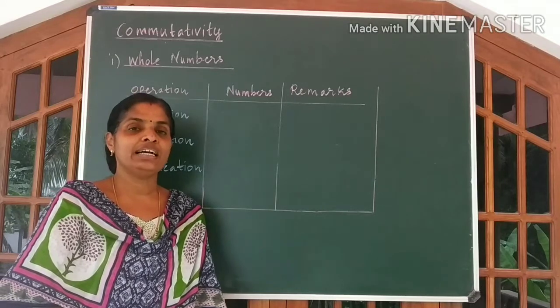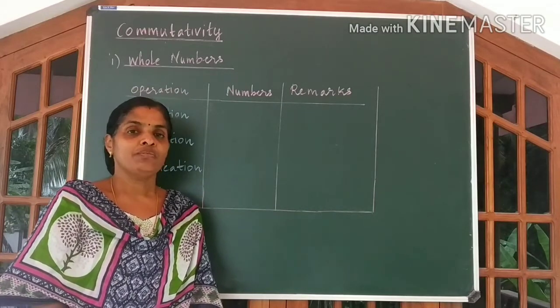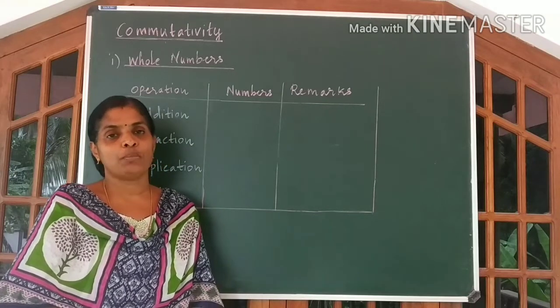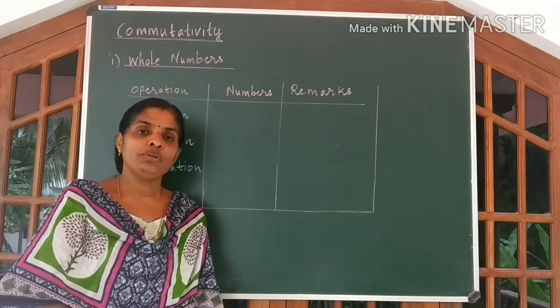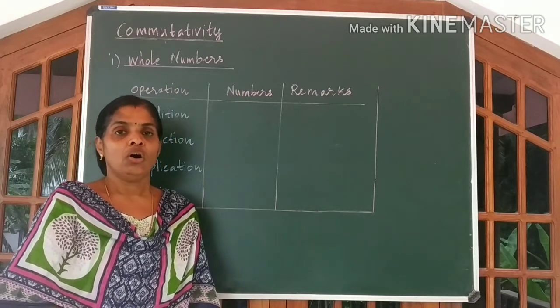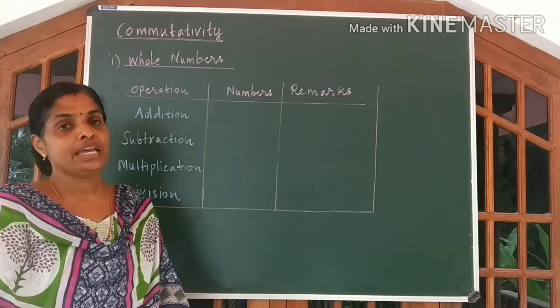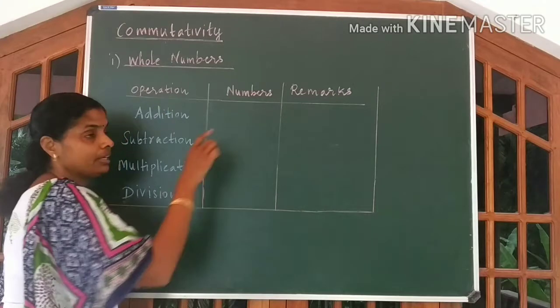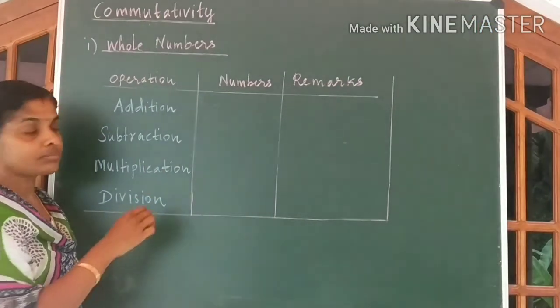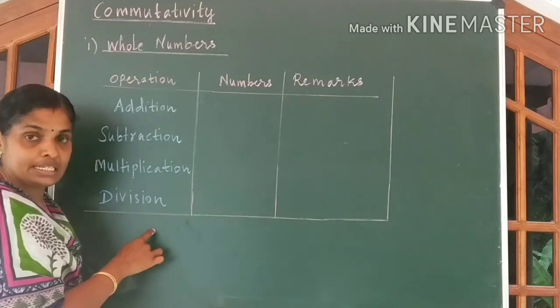Welcome to the second class on rational numbers. In our first class, we discussed the closure property. Today, we are going to discuss the commutative property of rational numbers. First of all, let us discuss whole numbers. I have drawn a tabular column under which I have written the operations.